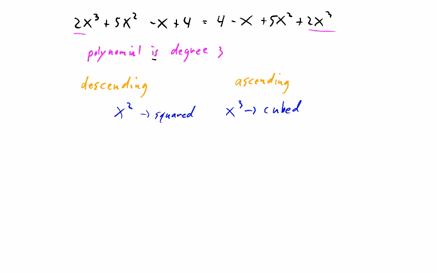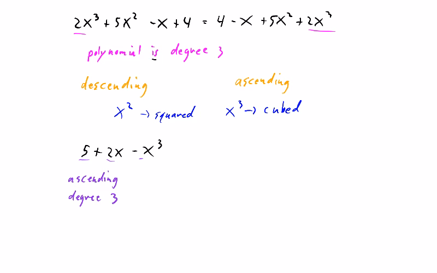Now let's just wrap up this video by considering one more polynomial. Let's consider 5 plus 2x minus x cubed. So what are some of the things that we can say about this? We can say that it is ascending. We can say that it is degree 3. We can say things like the cubic term has an implied coefficient of 1. The x term has a coefficient of 2, and the constant term has a coefficient of 5.